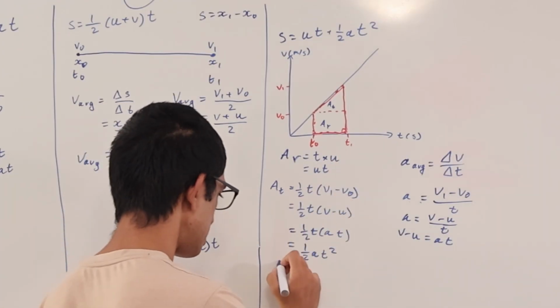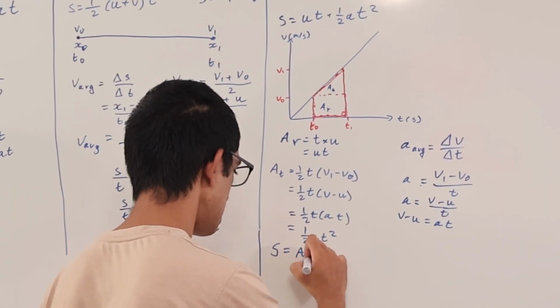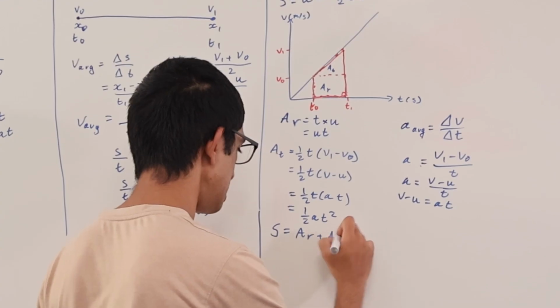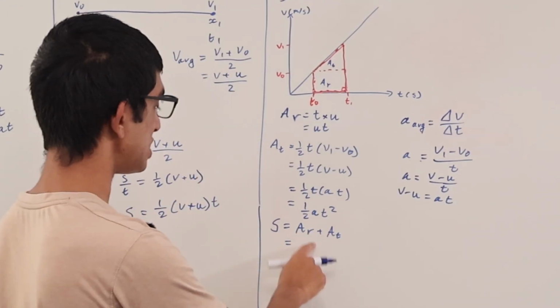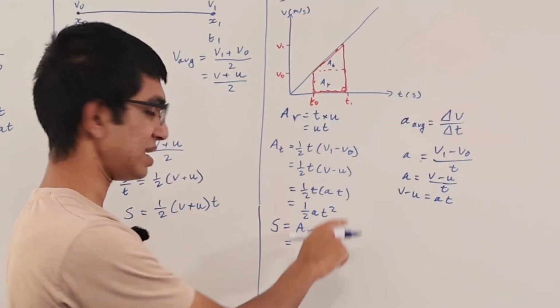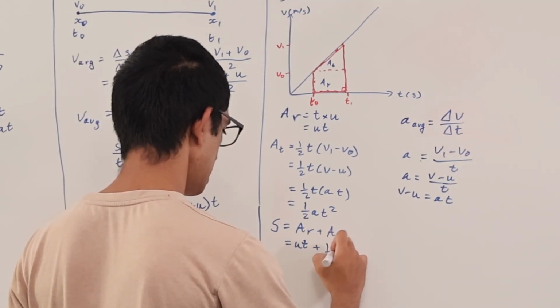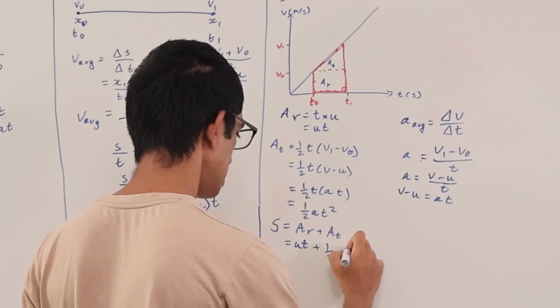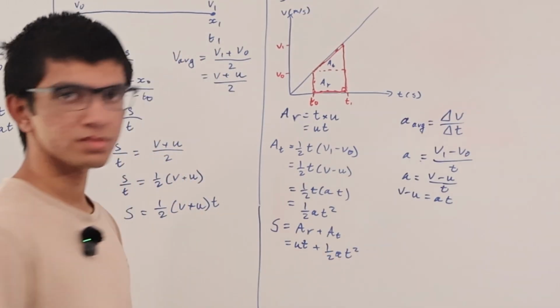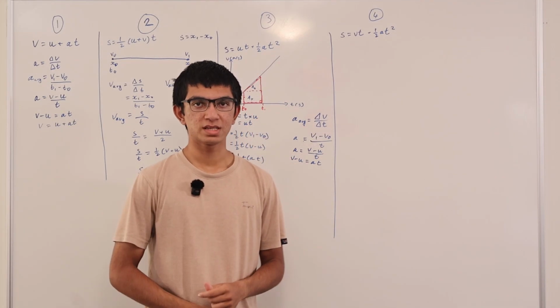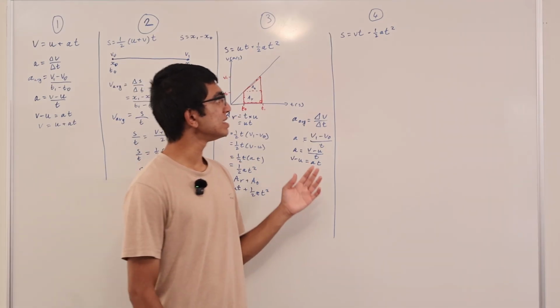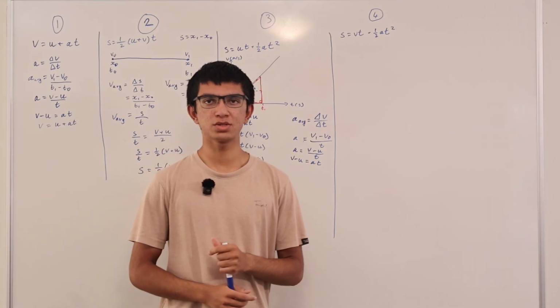So let's write that out. S is equal to AR plus AT, and if we substitute our values for AR and AT, we get ut plus a half at squared. The fourth SUVAT equation is S is equal to Vt minus half at squared.